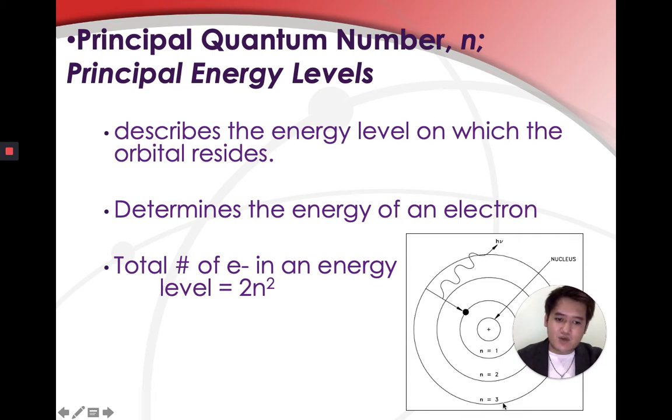I hope you get to remember this pattern. If n is equal to 3, that's 9 times 2, 18. So n is denoted by the numbers 1, 2, 3, 4, and so on. The higher the number, the higher the energy.